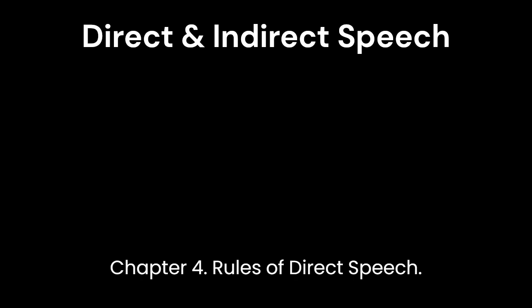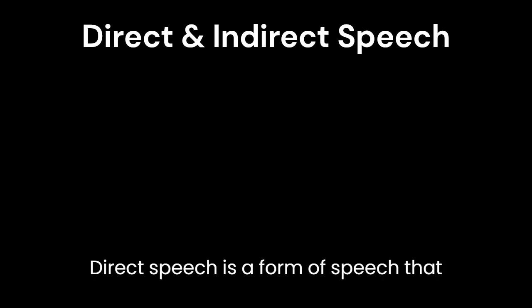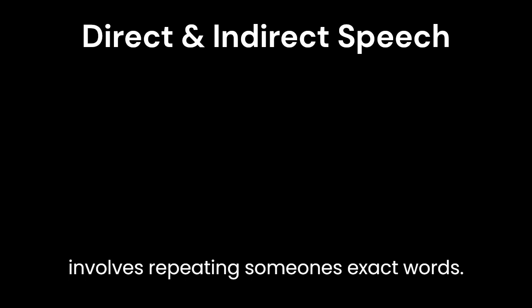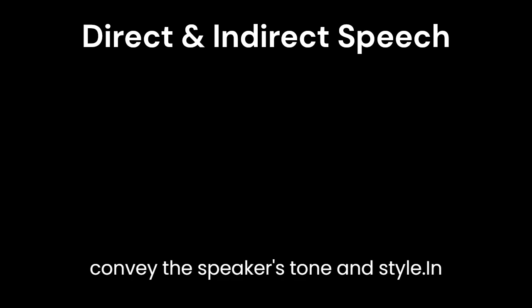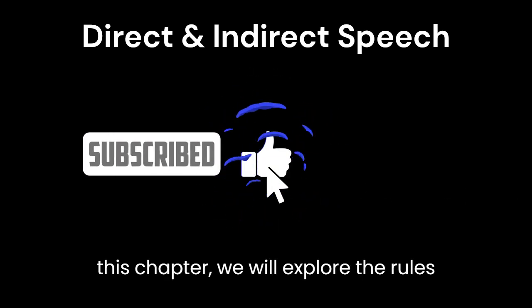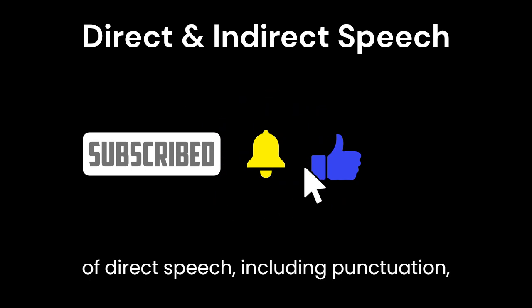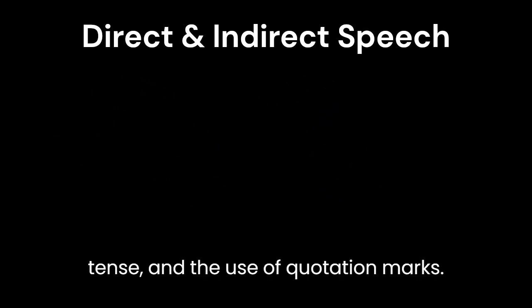Chapter 4: Rules of Direct Speech. Direct speech is a form of speech that involves repeating someone's exact words. It is often used to add emphasis or convey the speaker's tone and style. In this chapter, we will explore the rules of direct speech, including punctuation, tense, and the use of quotation marks.